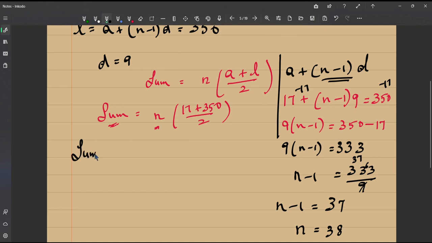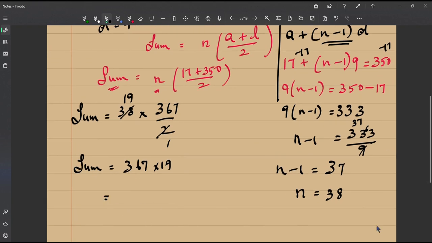So now we have sum is equal to 38 multiplied by, what is 17 plus 350? It is 367 by 2. If you divide both the numerator and the denominator by 2, you get 2 ones are 2, 2 carry over 1, and 2 19s are 38. So now the sum can be easily obtained by multiplying 367 and 19. You can just pause the video and find out what the sum is. I'll do it here for you.